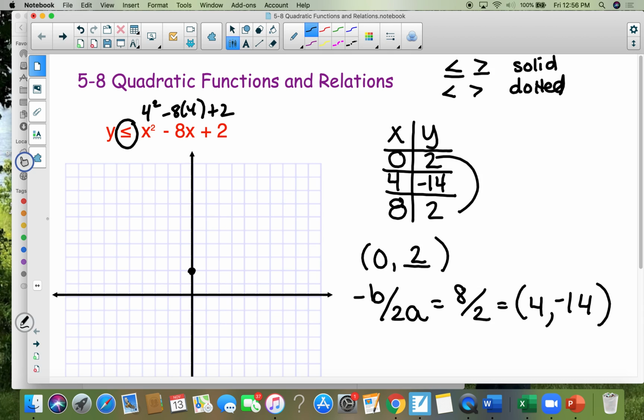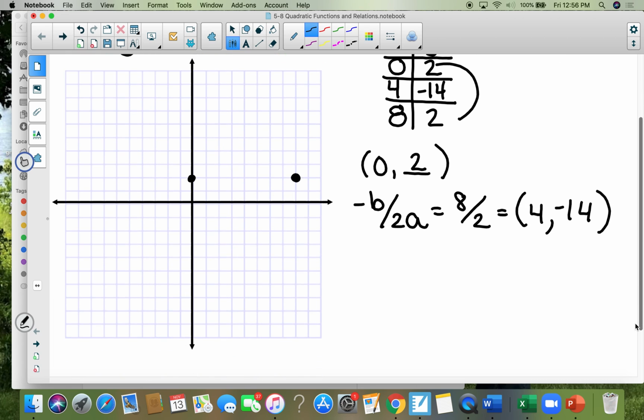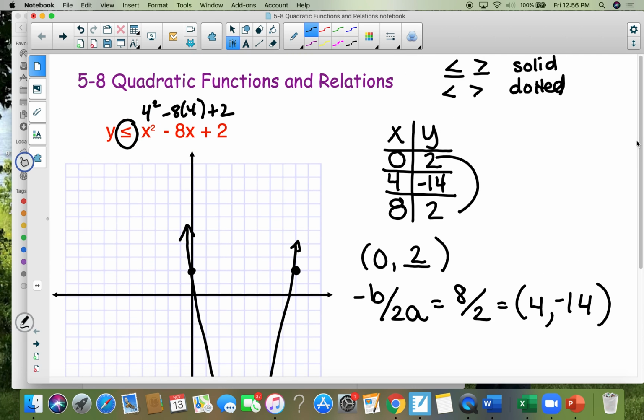So you're going to put one at 0, 2, and the other one at 1, 2, 3, 4, 5, 6, 7, 8, 2. And then 4, 1, 2, 3, 4, negative 14. Then 1, 2, 3, 4, 1, 2, 3, 4, 5, 6, 7, 8, 9, 10, 11, 12, up here. And it's a solid parabola. But then you also have to remember on this one to shade.